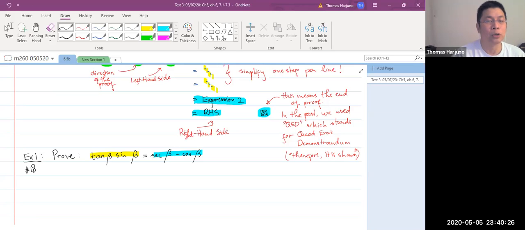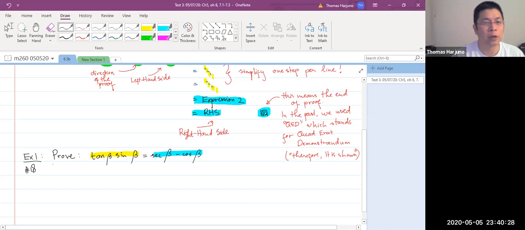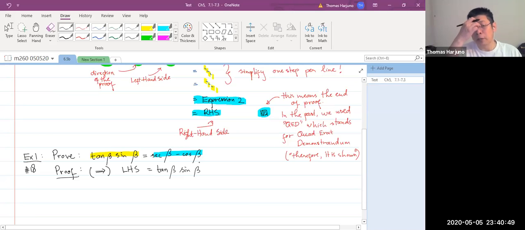Okay. Now, suppose I want to prove from left to right. So my first line will look like this: left to right, that's the direction of the proof. Left hand side equals tangent beta sine beta. No computation, nothing. It's just administration, formality.